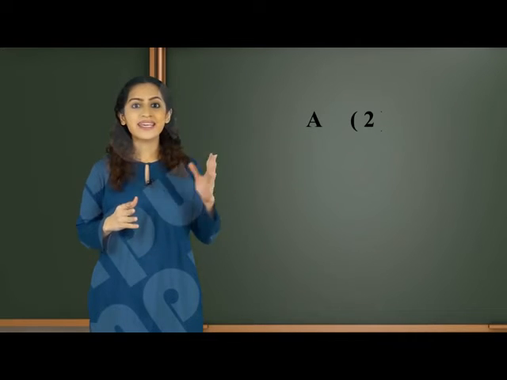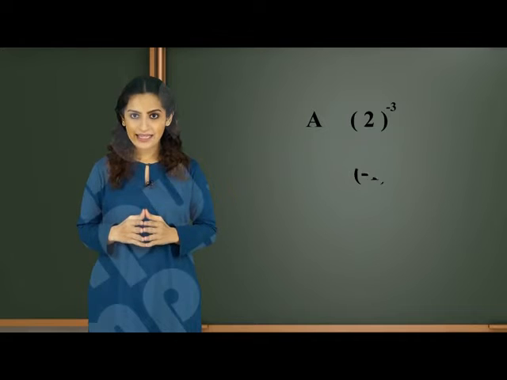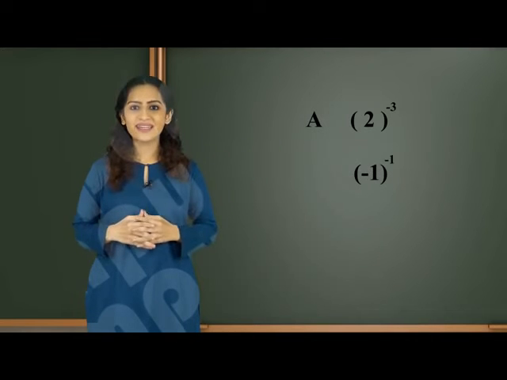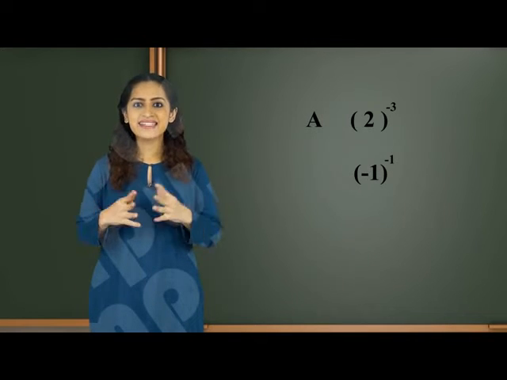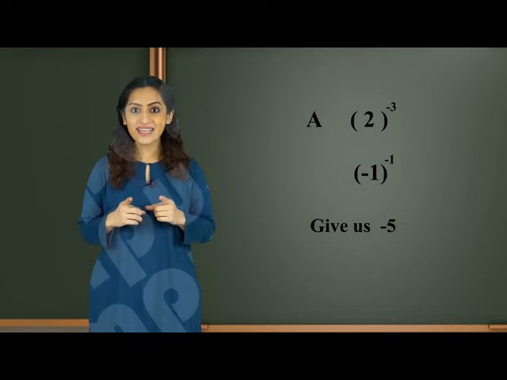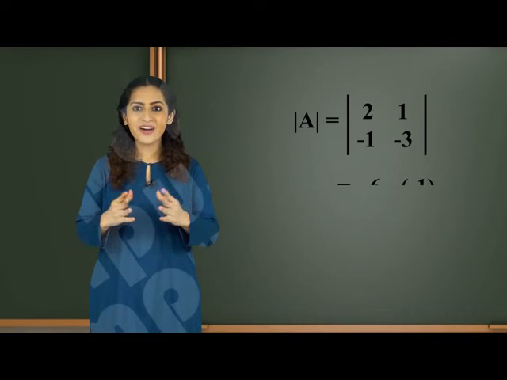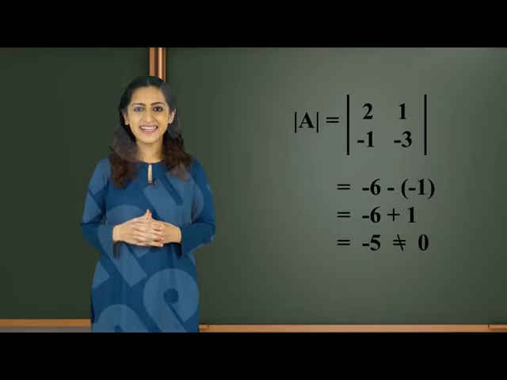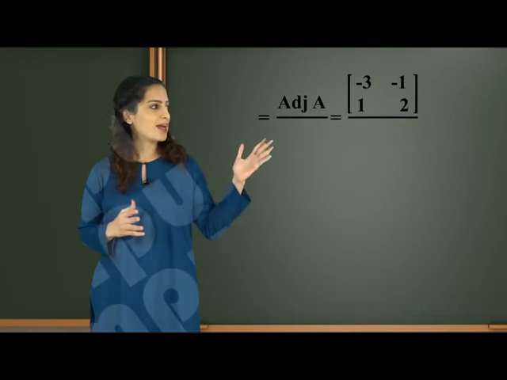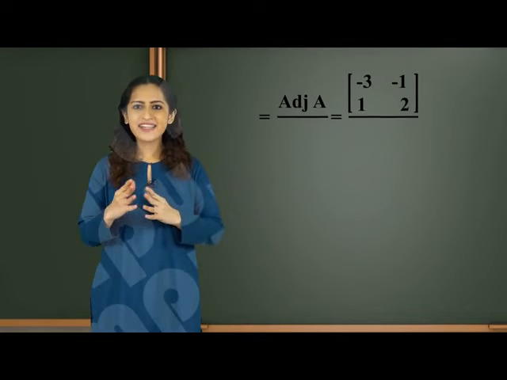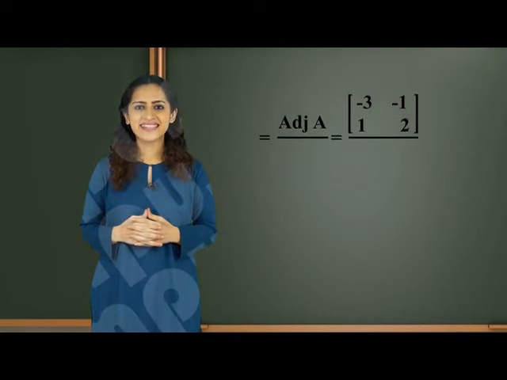Here, the determinant of A will be 2 into negative 3 minus 1 into negative 1, and it gives us negative 5. This is not equal to 0. Hence, the matrix A is non-singular. So, we can continue finding the inverse. For the adjoint, take matrix A again. Swap the diagonal entries and change the signs of the other entries.